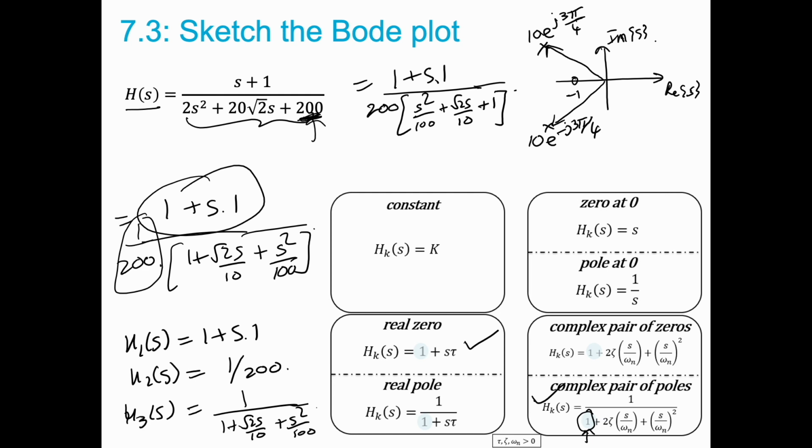Now, what is tau associated with the first block? Let me write that in a different color here. This corresponds to tau equals 1, right? And for the constant, there's nothing to do. K equals 1/200.